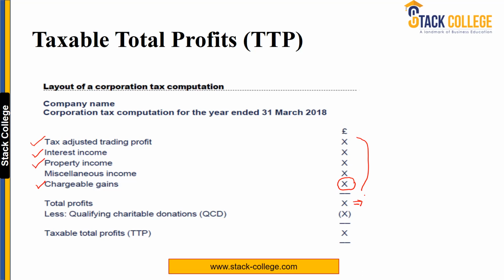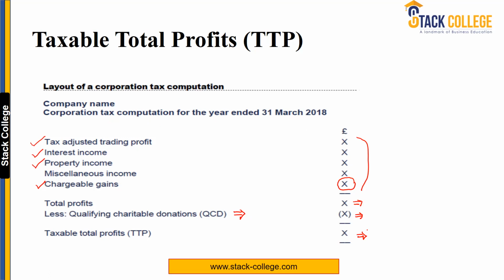And then from this profit, if there is any donation that falls under qualifying charitable donation, that is QCD, then we will deduct this amount. Remember, in the case of a company, there is no such thing as a personal allowance, as we have discussed in the income tax computation. So if there is no QCD, the total profit is the taxable total profit. And if there is QCD, then we will deduct it and we'll get the figure of taxable total profit.